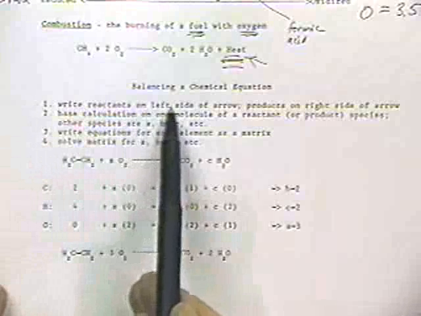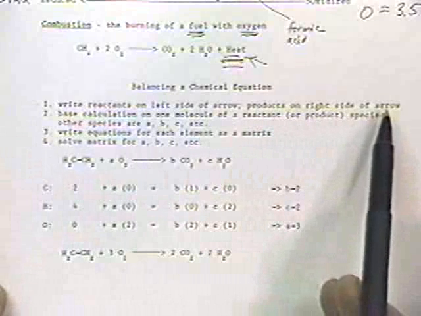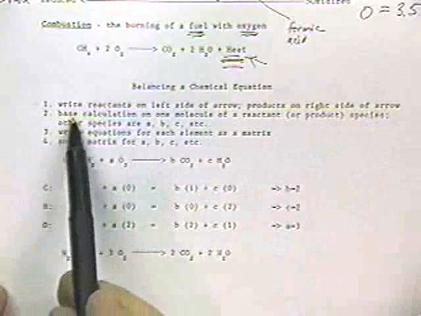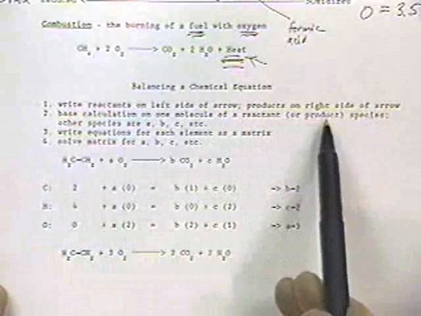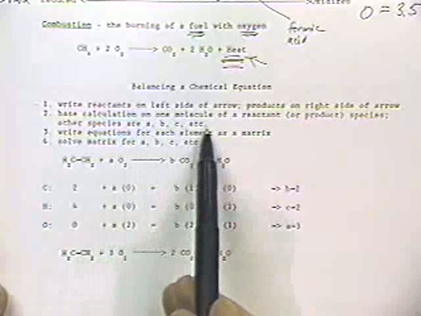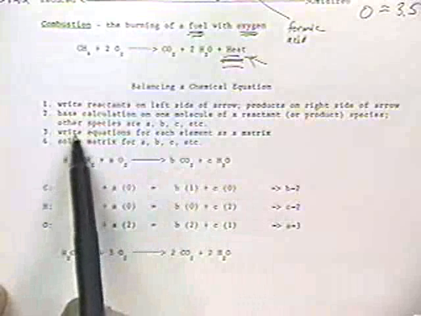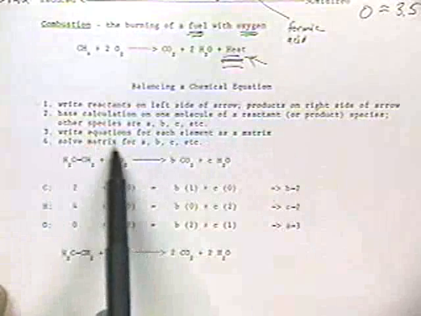First of all, you write the reactants on the left of the arrow and the products on the right of the arrow. Typically, you would base the calculation on one molecule of a reactant or product. The other species are given variables A, B, C, and so forth. Then you write equations for each element in matrix form and solve the matrix for A, B, and C.